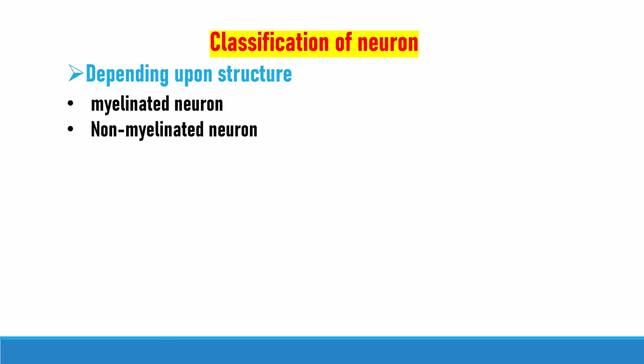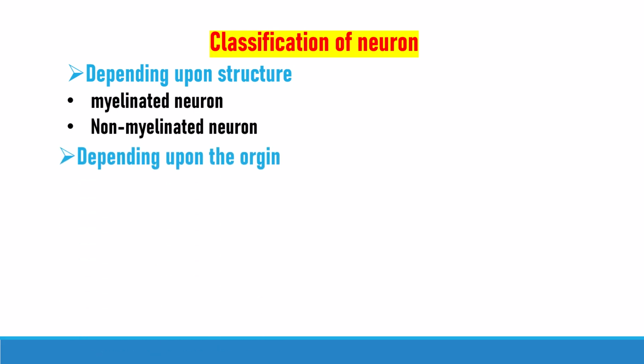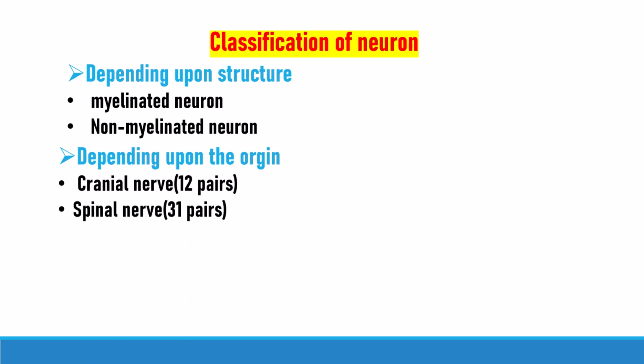Let's move into the classification of neuron. Depending upon the structure, the neuron is classified into myelinated neuron and non-myelinated neuron. In a myelinated neuron, the conduction becomes faster. Next classification, depending upon the origin, includes cranial nerve and spinal nerve: 12 pairs of cranial nerves and 31 pairs of spinal nerves.